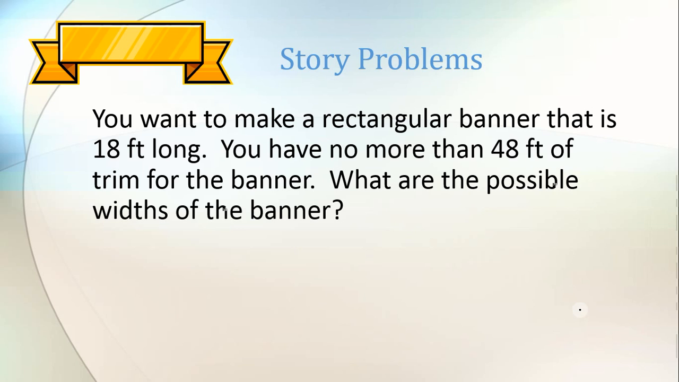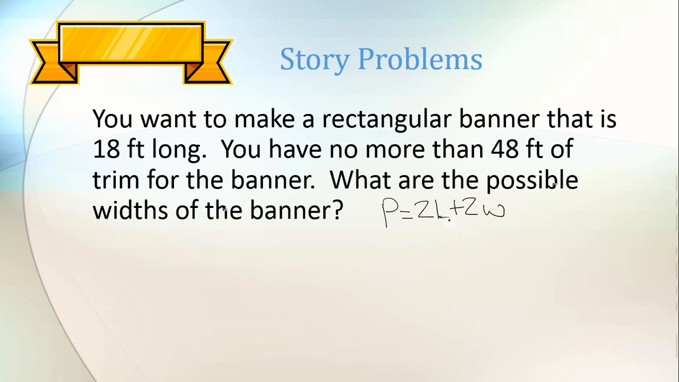Last problem. So I want to make a rectangular banner that is 18 feet long. I have no more than 48 feet of trim. So I'm going to put trim around the edge for this banner. What are the possible widths of the banner? So trim relates to perimeter. So I need to remember what is the formula for a perimeter of a rectangle. And that is P equals 2L plus 2W.